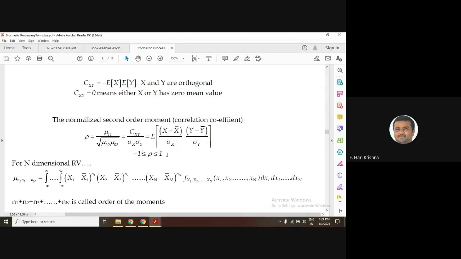Between minus 1 and 1. If the rho value is 1, it means x and y random variables are most similar in nature; they are 100% correlated. Rho equal to 0 means they are uncorrelated. Rho equal to minus 1 means one is moving in the positive direction and the other in the negative direction, but both are similar. The values are the same, but they move in opposite directions. So that is minus 1.